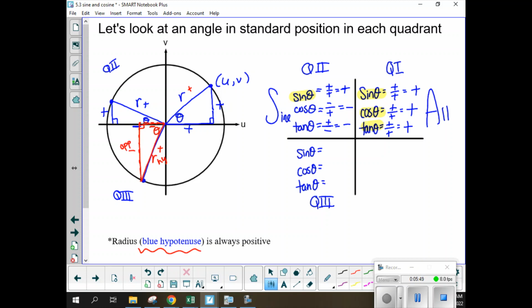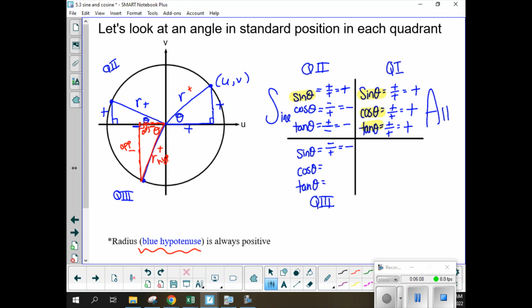Here's my hypotenuse, obviously. If you want, you could label that little one adjacent. Opposite over hypotenuse would be a negative over a positive, which is negative. In this case, that's the first time we've seen sine go negative. We'll compare that to the graph of sine in a little bit.